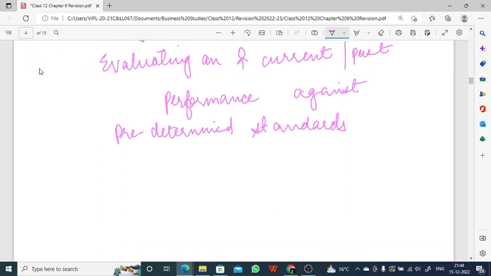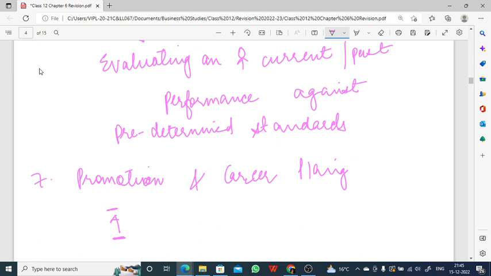Next, promotion and career planning. When you move from a lower designation to an upper designation, this is promotion. This is increased responsibility, increased pay, increased job satisfaction. With this move, everything will be increased: the responsibility will be more, the pay will be more, job satisfaction will be more.